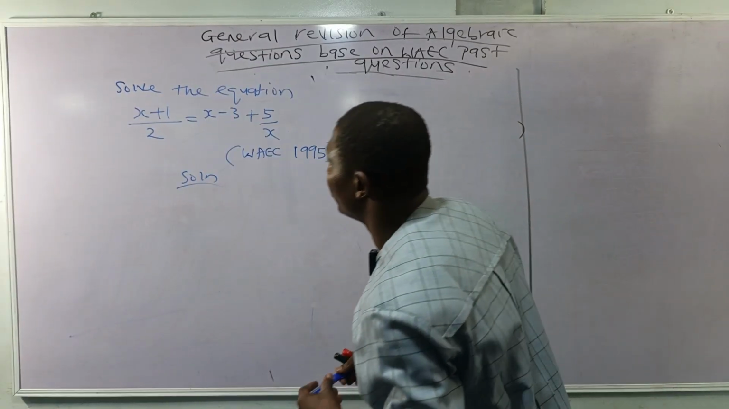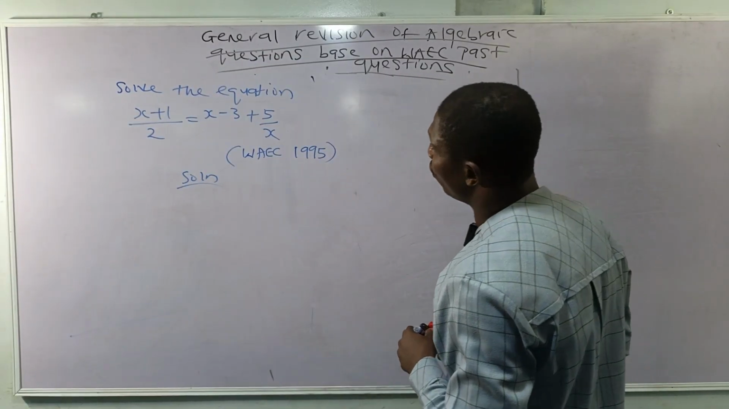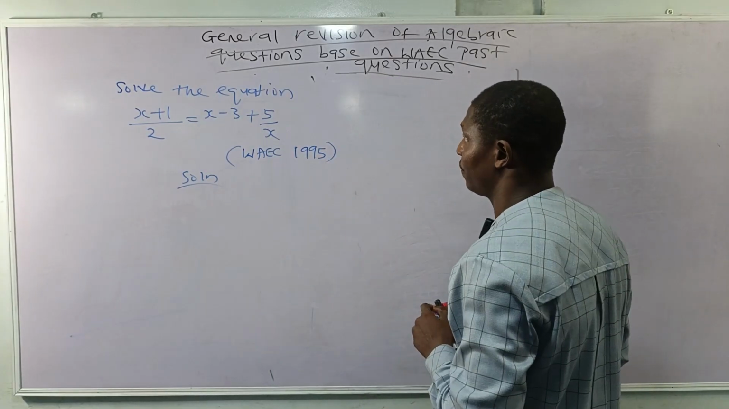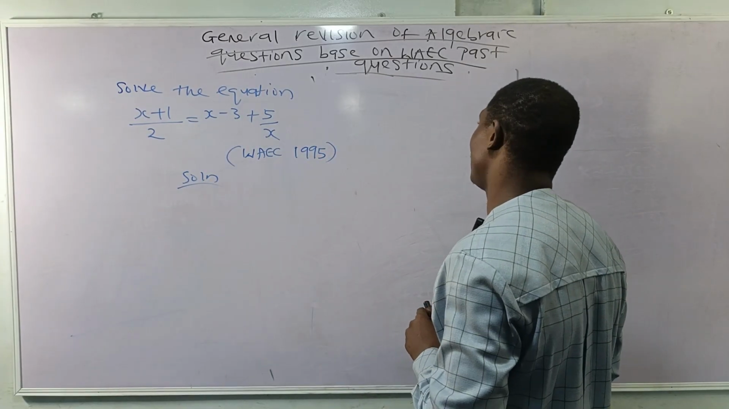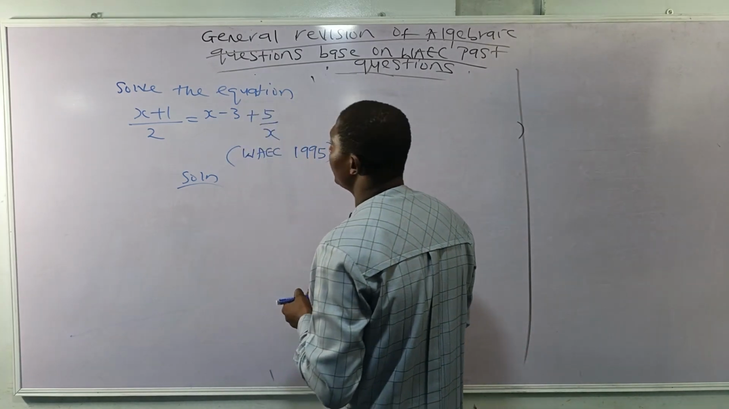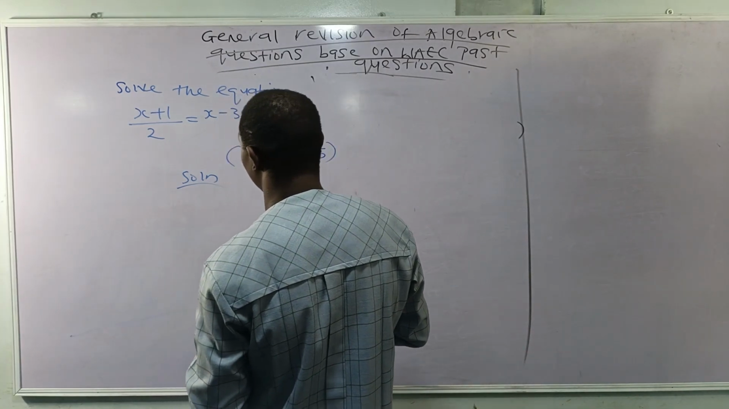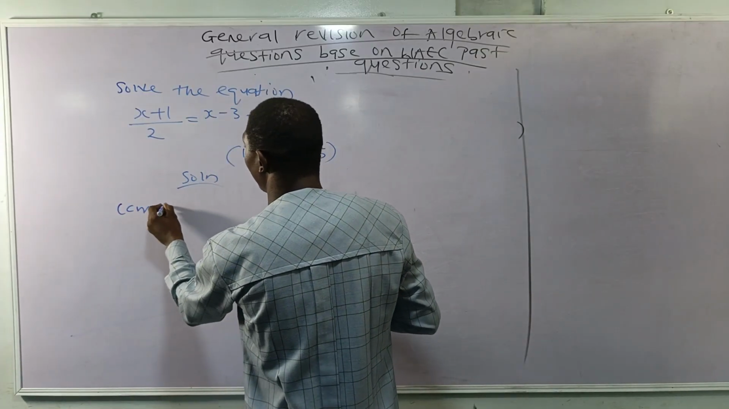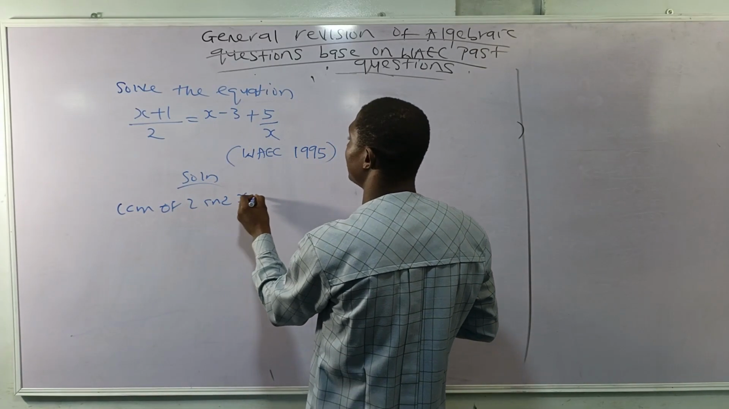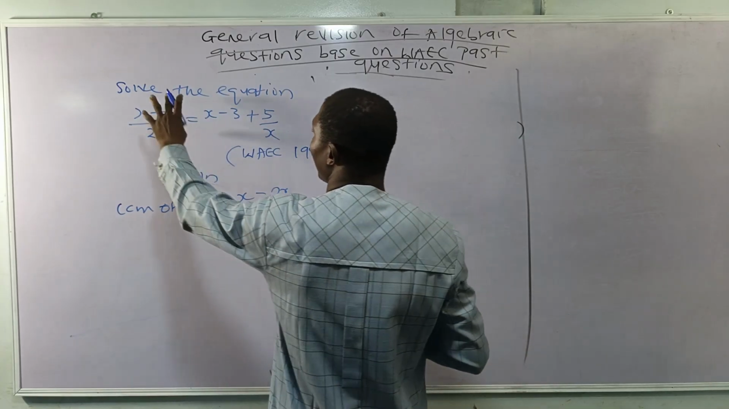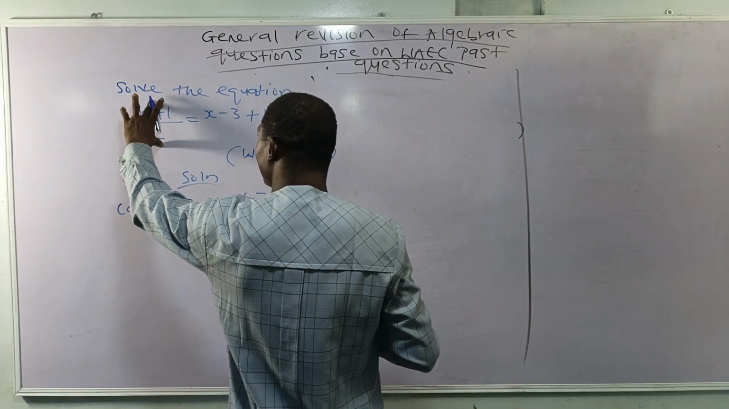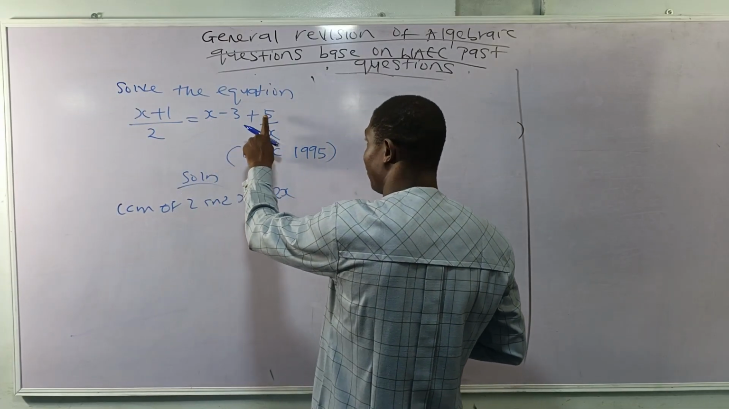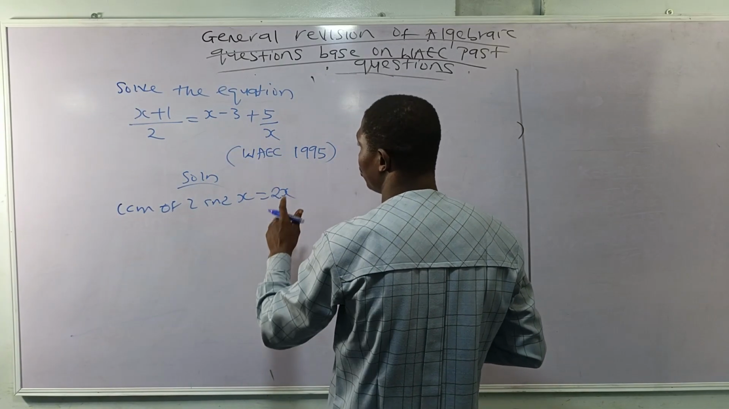We have to solve the equation (x + 1)/2 = x - 3 + 5/x. This is WASSCE 1995, the same algebraic word fraction. The first thing we must understand is that we have two denominators, which are 2 and x. So the LCM of 2 and x is 2x. We'll multiply the four terms, which is (x + 1)/2 as the first term, x as the second term, minus 3 as the third term, and 5/x as the fourth term, by this 2x.